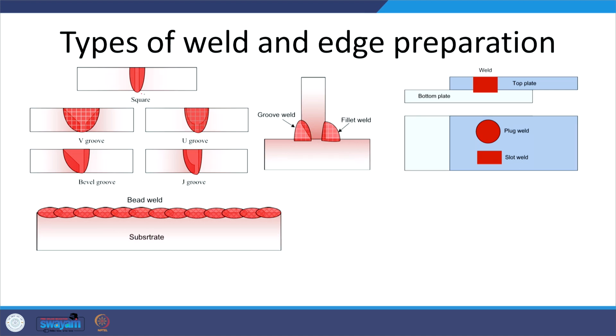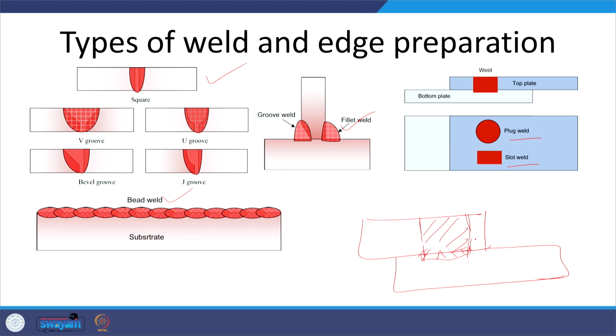So, we have seen groove weld, fillet weld, bead weld. Apart from that, we have two more types of welds, the plug weld and slot weld. In both cases, say this is the bottom plate and this is the top plate. We make the groove, which is circular. This circular groove is filled in by the molten metal by partially melting the lower sheet. In this case we call it a plug weld, and if the shape of the groove being made in the top plate is rectangular, then we say it is a slot weld.